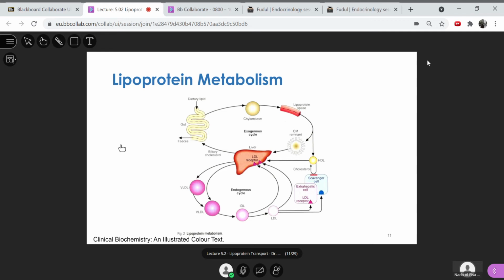The second thing is that the pathways, even though they seem separate, one endogenous and one exogenous, are interconnected. There is some sort of relationship between the two pathways, and they are all centered around the liver, as you can see.